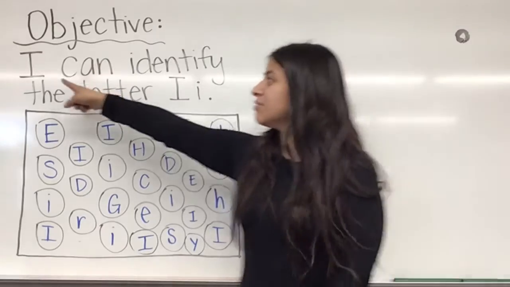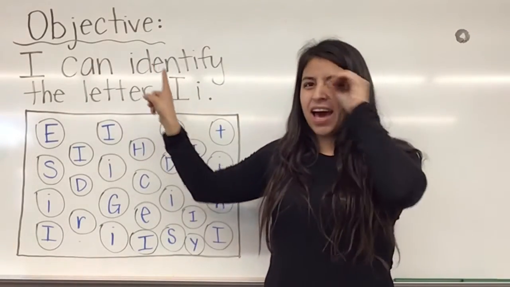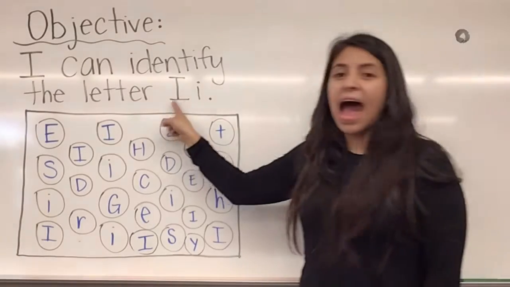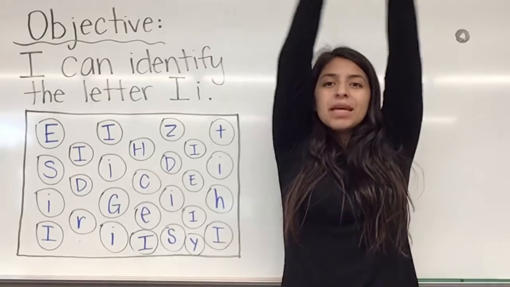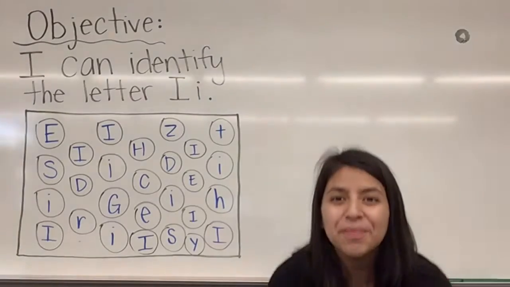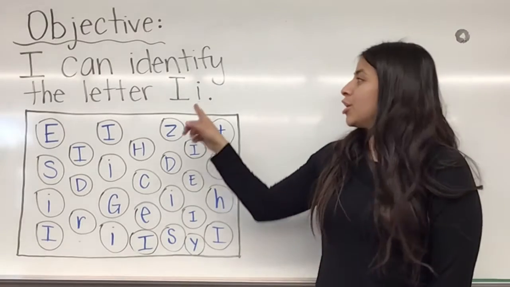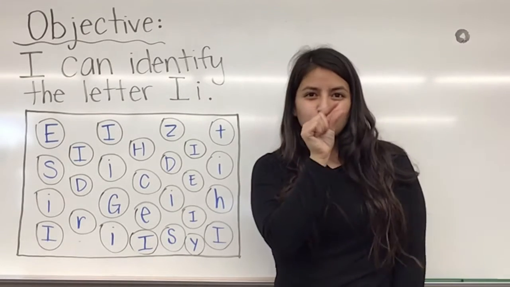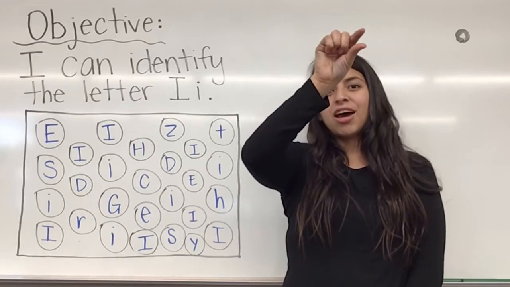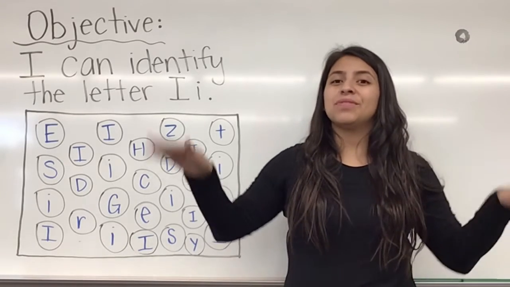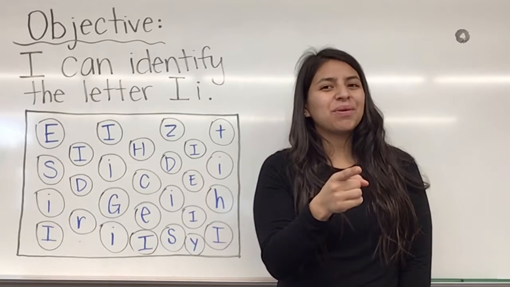So our objective says, I can identify the letter I. So if you remember, our uppercase I is one big straight line from top to bottom and two extra lines, one on top, one on bottom. Our lowercase I is one short line from the middle line to the bottom line and one dot floating in the sky, ready to fly, fly, fly. If you listened to the song yesterday, you'll know what I'm talking about.